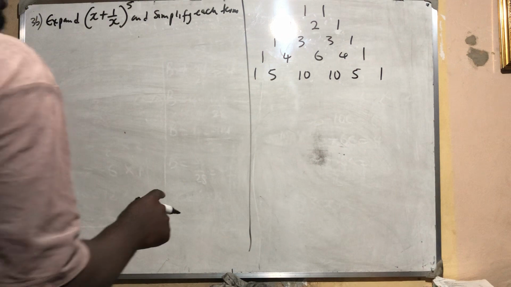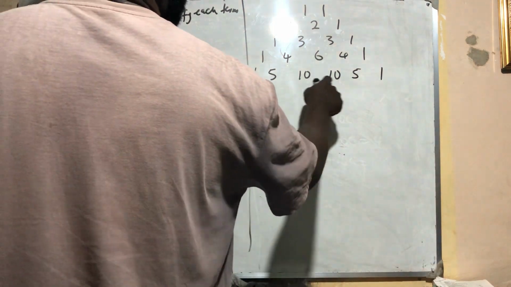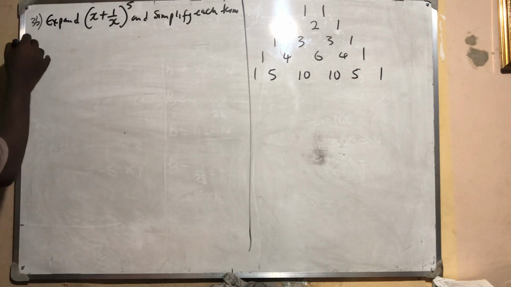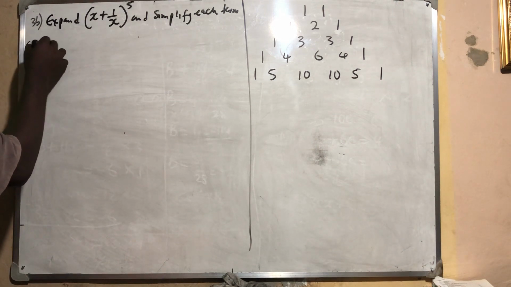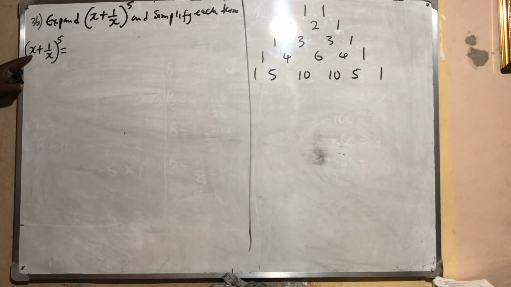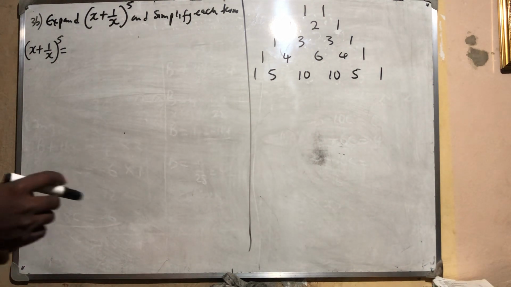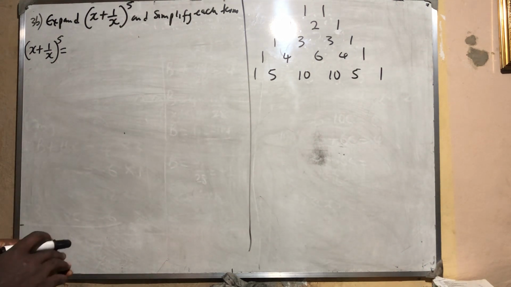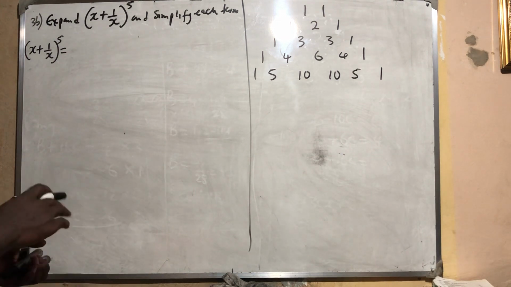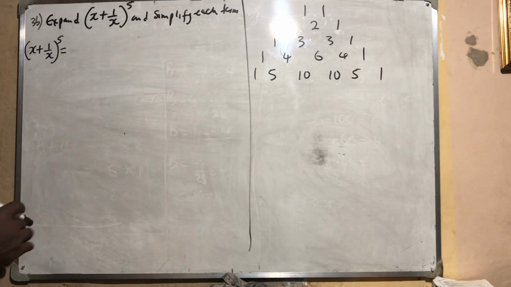So the coefficients I'm using are 1, 5, 10, 10, 5, 1. So see how you do it. So the expansion of x plus 1 over x all raised to power 5 is equal to, call this first person the boy. Call the next person the girl. And please, nothing can separate them because they are joined together. God joined Adam and Eve. So nothing should separate them. So don't separate them with either minus or plus. They must always be together.